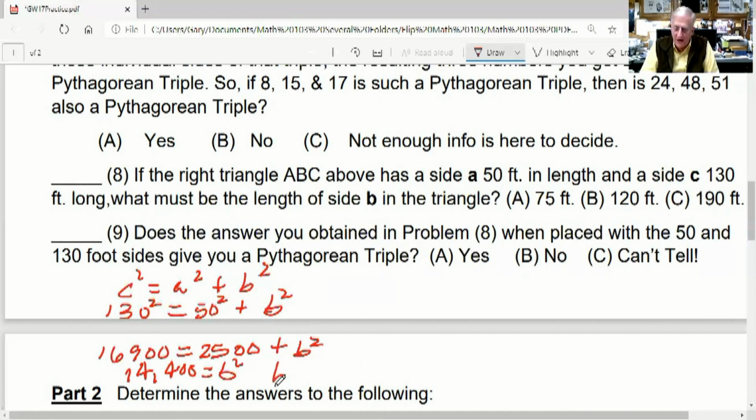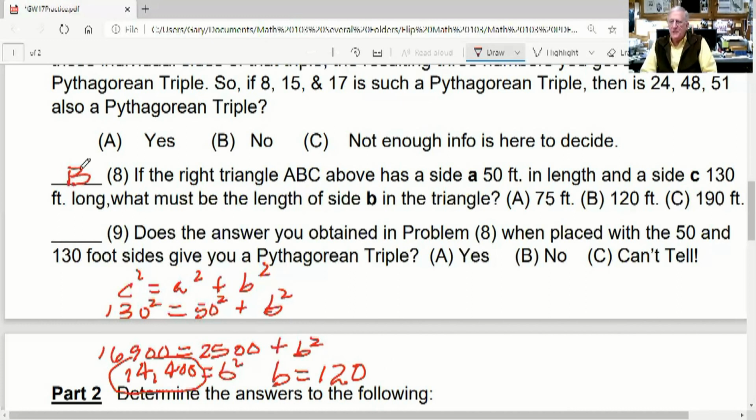So what would the value of b give me? I have to get the square root of this number, right? So if I go to my calculator and I go second x squared and put in 14,400, and hit enter, I get 120. So the side B, or the base of this particular triangle, should be 120. And you'll notice that it is choice B in question 8. So this is choice B.